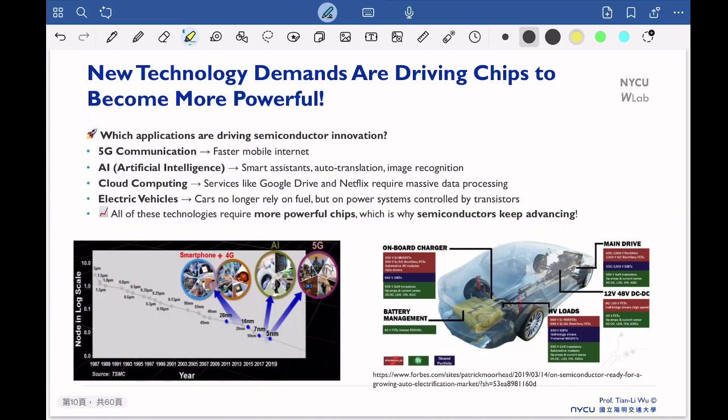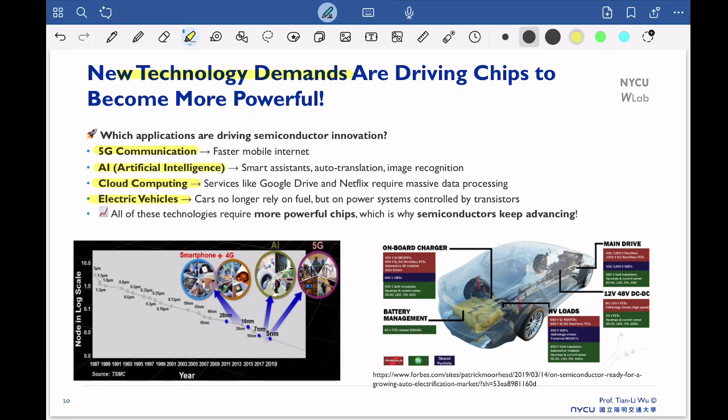Okay, so of course there are more technology demands driving chips to become more powerful. In the end, technology demands are always based on our human needs. We hope to have electric vehicles. We hope to have artificial intelligence. We hope to have robots. We hope to have faster communication. So 5G communication, artificial intelligence, cloud computing, electric vehicles, all these innovative applications drive chips to be developed to be more powerful and faster, because we need these chips to make these applications happen.